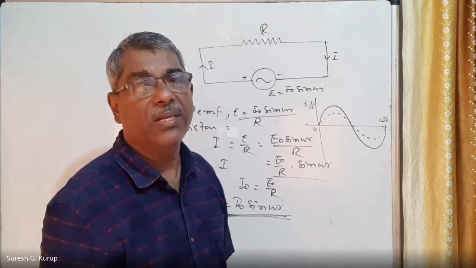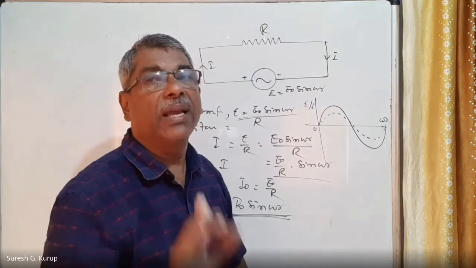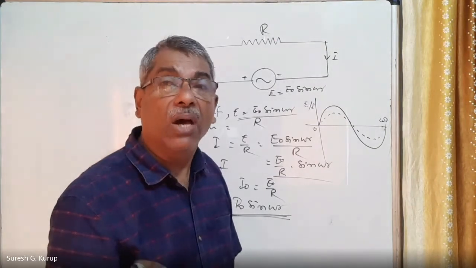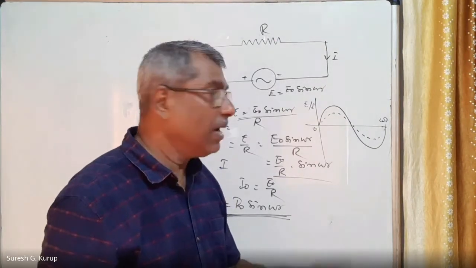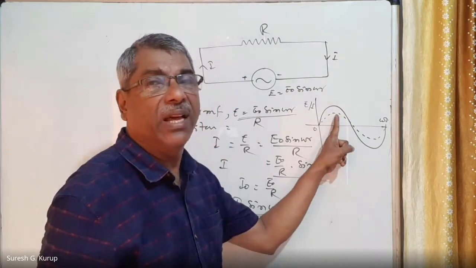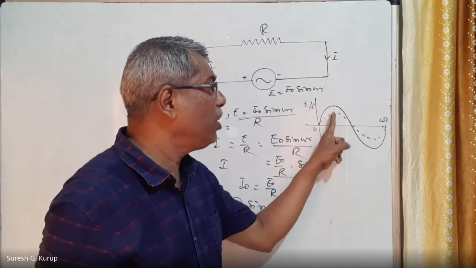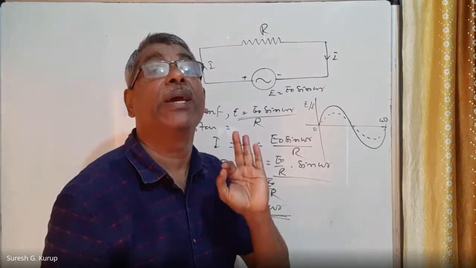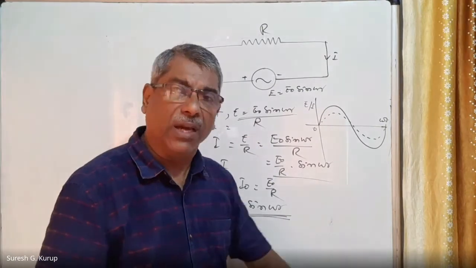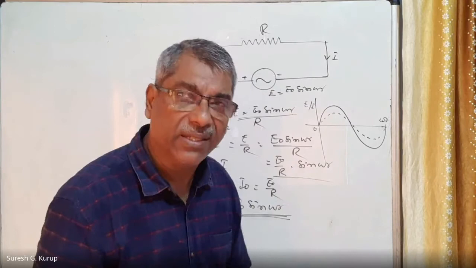Right? When t is equal to capital T by 4, or theta is equal to 90 degrees, sin theta is equal to sin 90, that is equal to maximum. That means current and EMF both become maximum together. It means current and EMF are in the same phase.